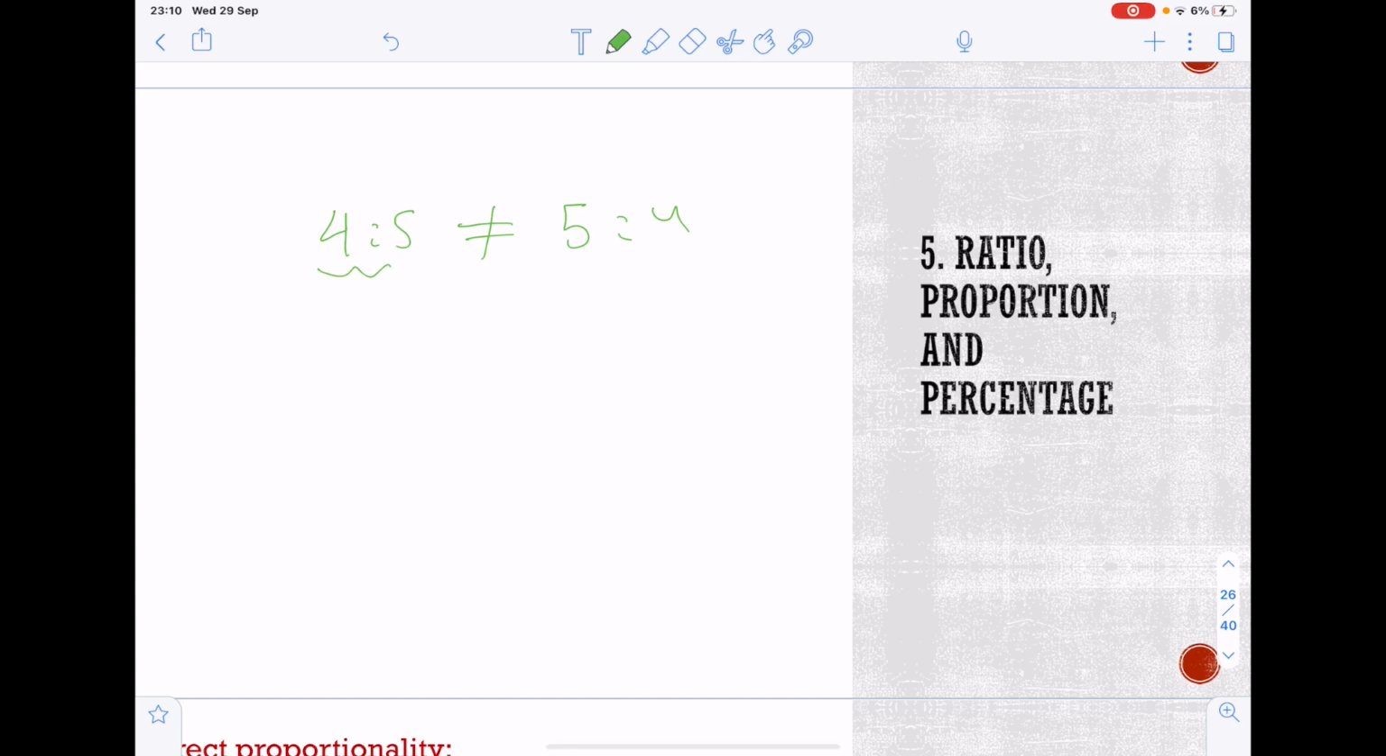This is the ratio, for example, of the number of girls to the number of boys, but here is the ratio of the number of boys to the number of girls, so they are totally different. The terms of a ratio can also be multiplied or divided by non-zero numbers. For example, the ratio of 2 to 3 is the same as the ratio of 4 to 6. As you can see here, we multiply both by 2, so we got 4 to 6, so it's fine.